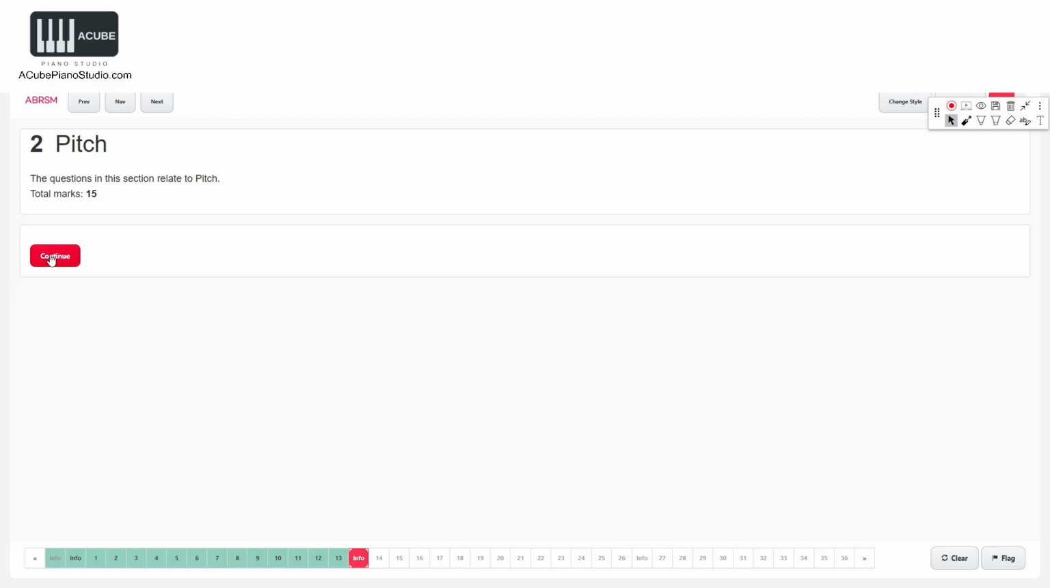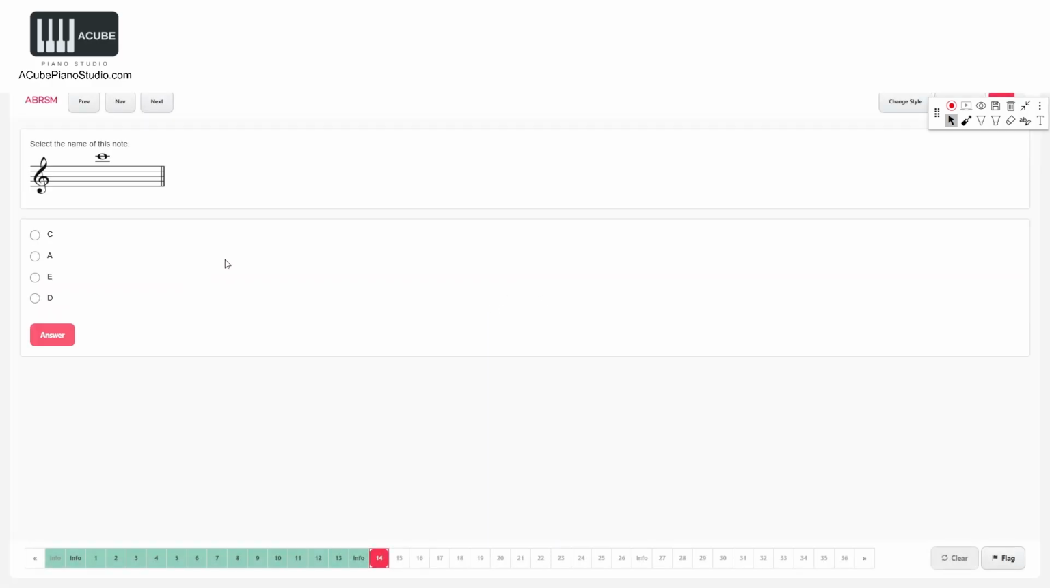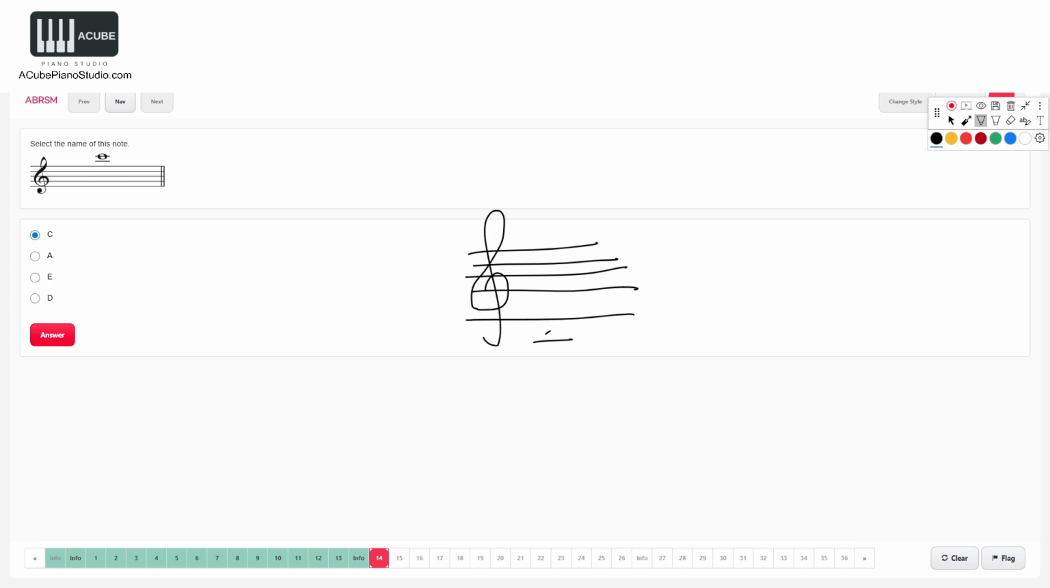Okay, now let's move on to pitch. Select the name of this note. Okay, so this is C. Typically I ask my students to memorize reference notes. So this is the middle C. I call middle C C4.